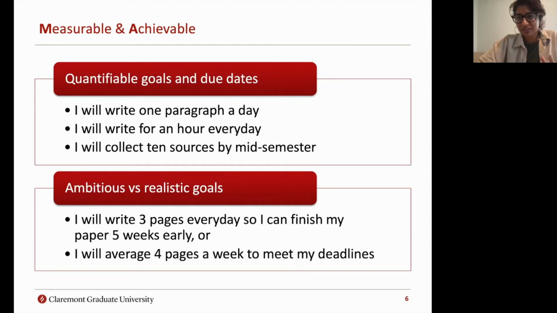So you can think about ambitious goals versus realistic goals. So, I'll write 3 pages every day so I can finish my paper 5 weeks early. That may be a little ambitious for you. Rather than that, maybe think, I'll average 4 pages a week to meet my deadlines, or 2 to 4 pages a week. Thinking of realistic goals is about scaling back whatever ambitious goals you might want to accomplish. Rather than finishing your paper 5 weeks early, maybe give yourself only a couple weeks early, and really understand your writing process, as well as everything going on in your life.